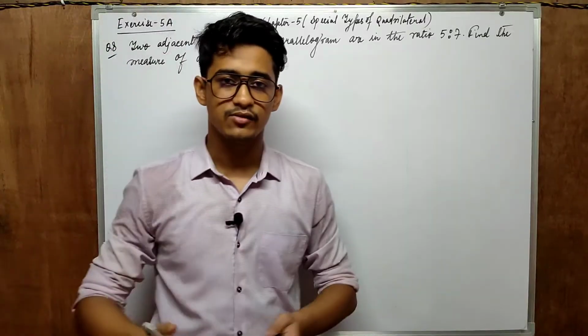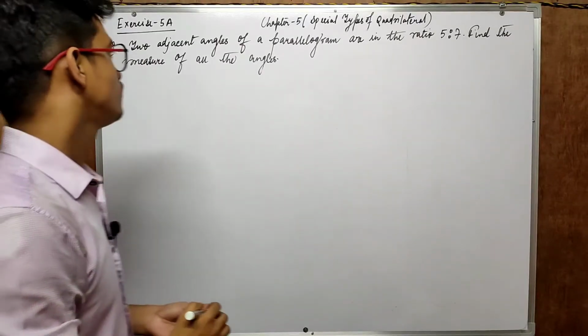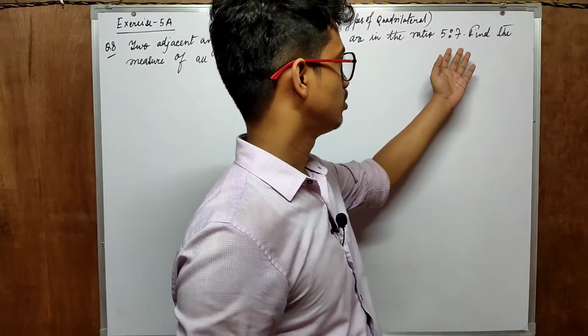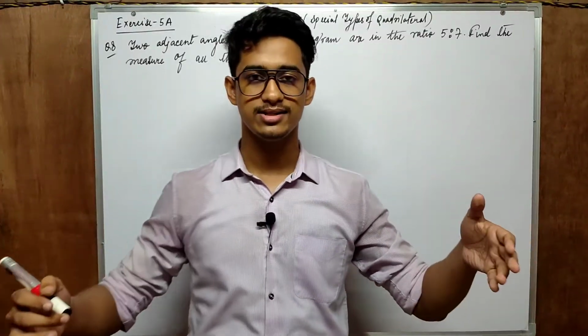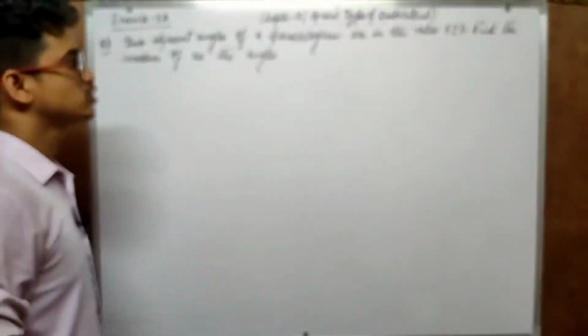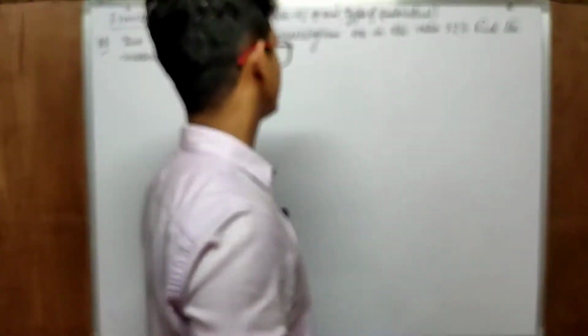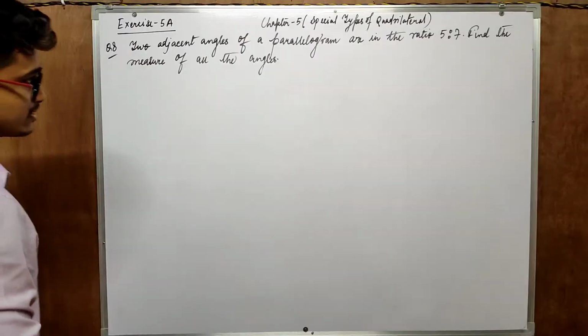So now let's start our journey by looking at question number 8. The two adjacent angles of a parallelogram are in the ratio 5:7. The comparison of two quantities is called a ratio, right? Find the measure of all the angles.